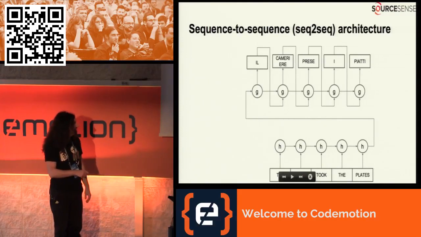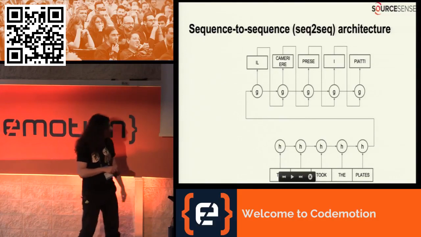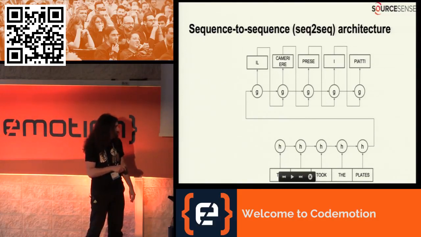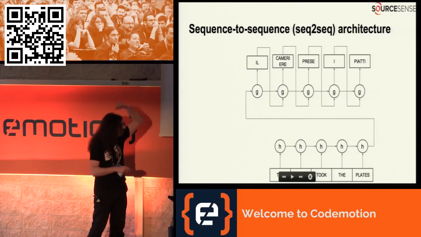So we start, sorry, it's censoring basically my thing. It was the waiter took the place. That was the hidden thing. I curse you, macOS.